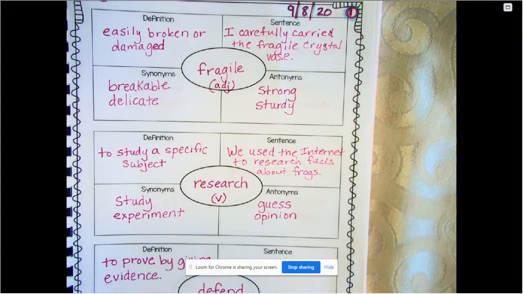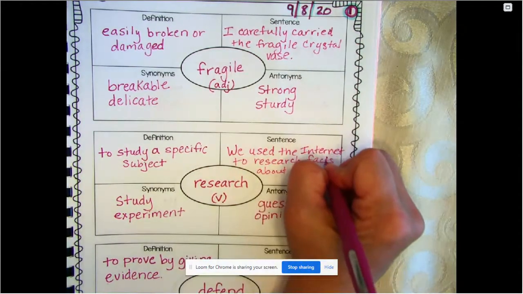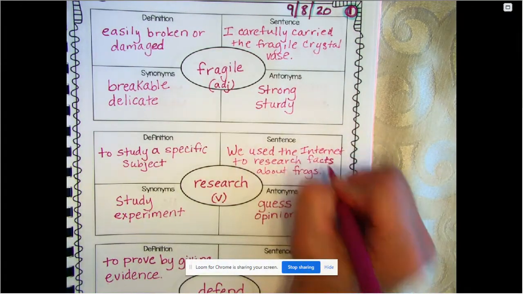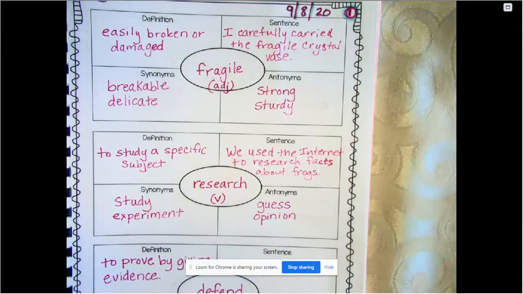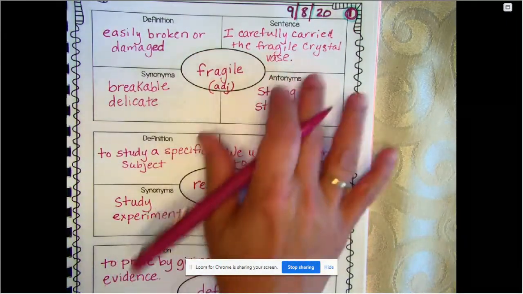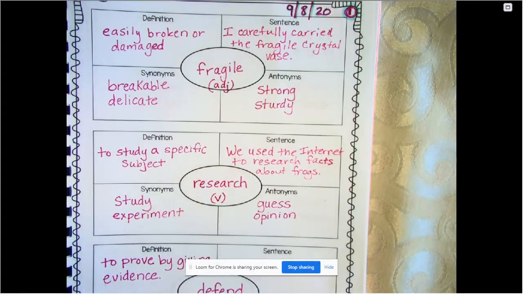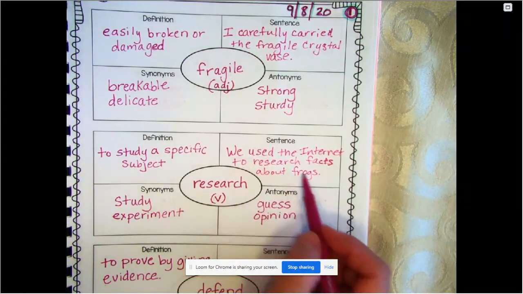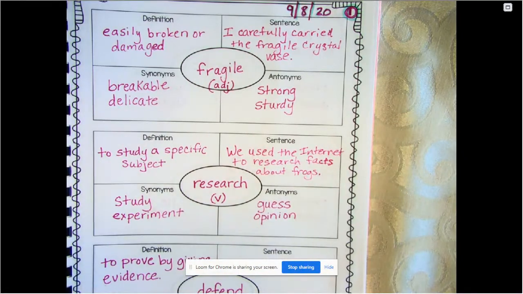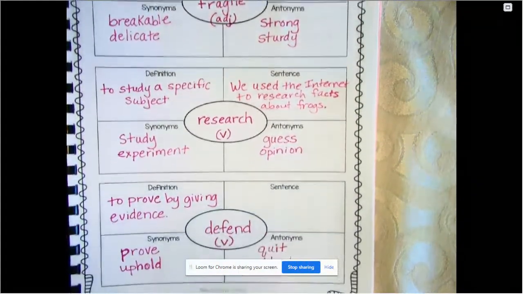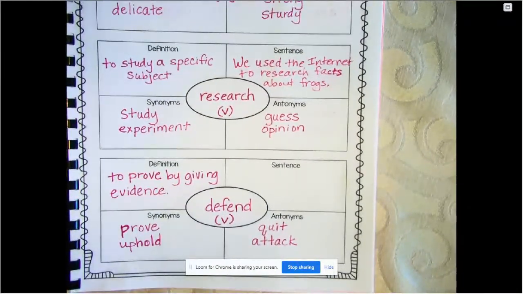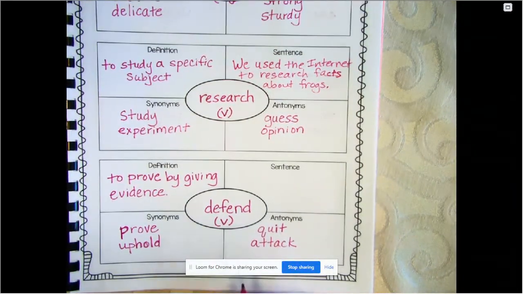So you can go ahead and write your sentence in there if you can think of something else that you would like to do instead of my sentence. But it needs to be a complete sentence. Both of them need to be a complete sentence. Start with a capital letter and end with punctuation. Pause if you need to. And when you're ready, you'll go to the word defend.